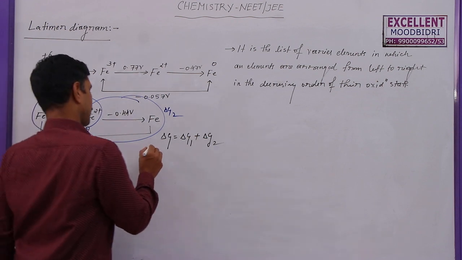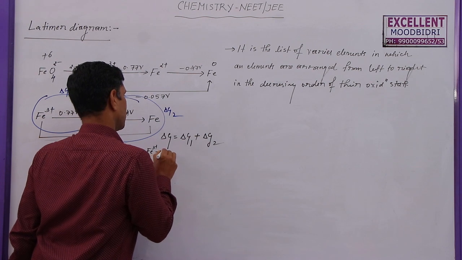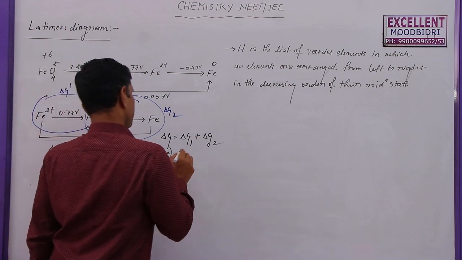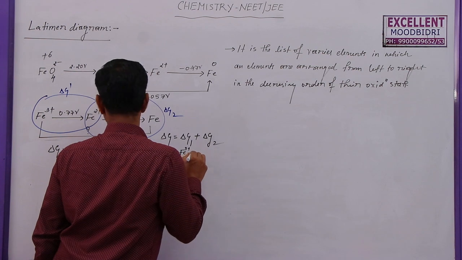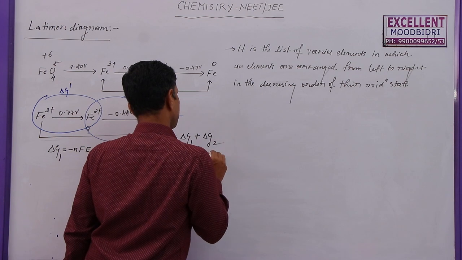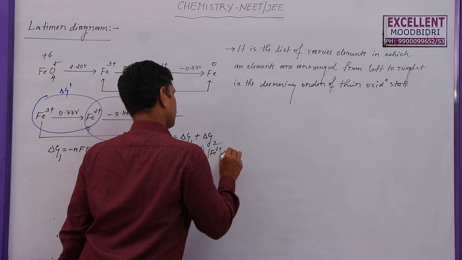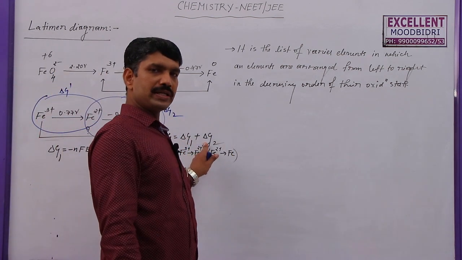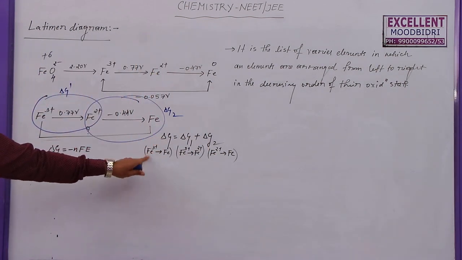Okay. So here I write, this is for Fe3+ changes to Fe. Delta G1 is for Fe3+ changes to Fe2+. Delta G2 is for Fe2+ changes to Fe. So if you add these two, delta G1 plus delta G2, you get delta G. That's the final one. This delta G means Fe3+ to Fe.